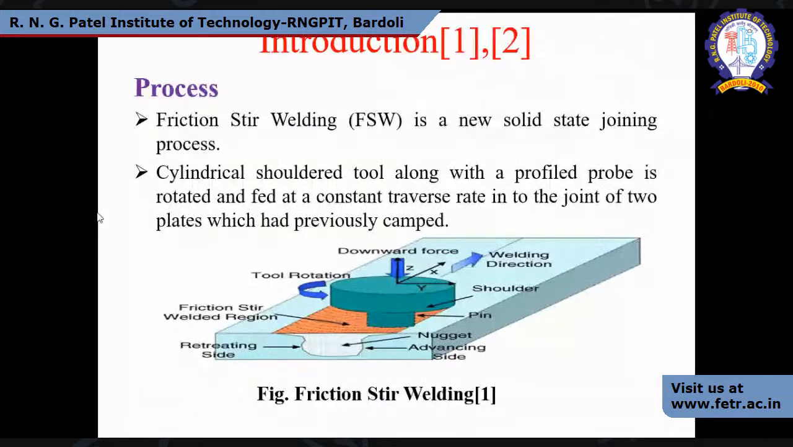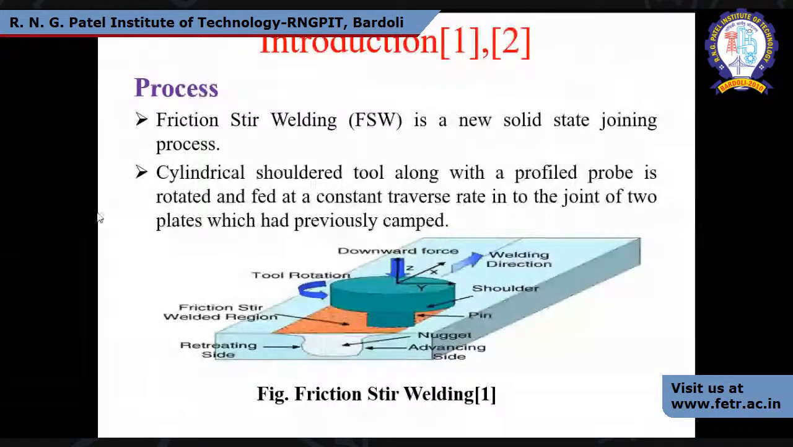As we go through the different types of welding process, friction stir welding is one of the solid state joining processes, along with ultrasonic, diffusion and explosive welding, which are also called solid state welding. From the figure, we can see that two similar or dissimilar plates can be joined together without using a filler metal in the case of friction stir welding.